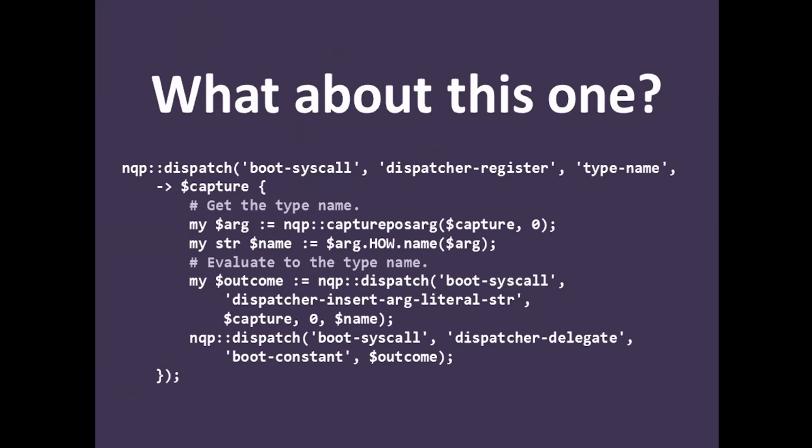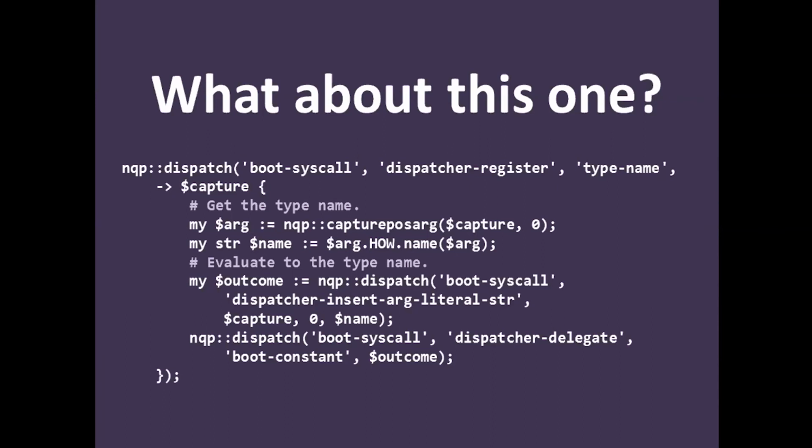What about this one? So this is called type name. This is a dispatcher that will map a type, well, an object, into the name of its type. So this is a little bit more involved. That NQP capture possarg extracts the argument value from the capture. And then we are going to ask for its name.